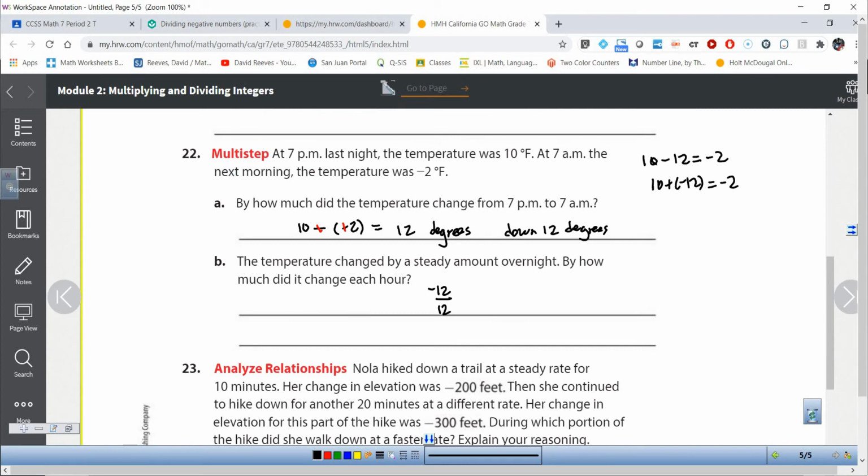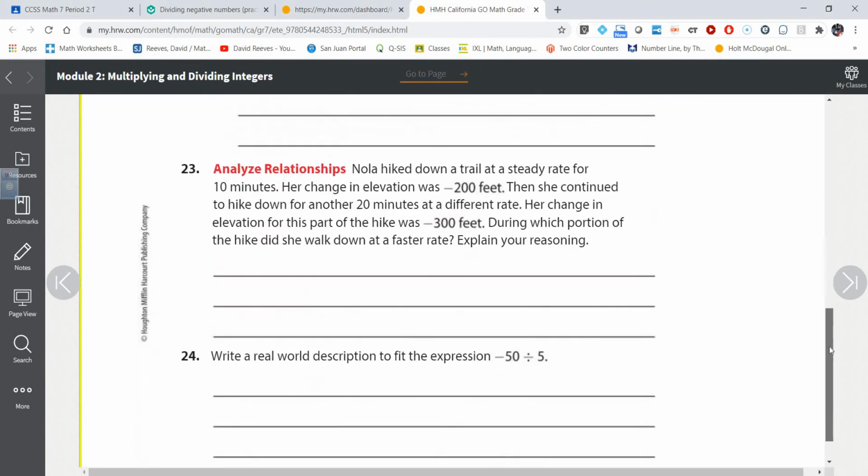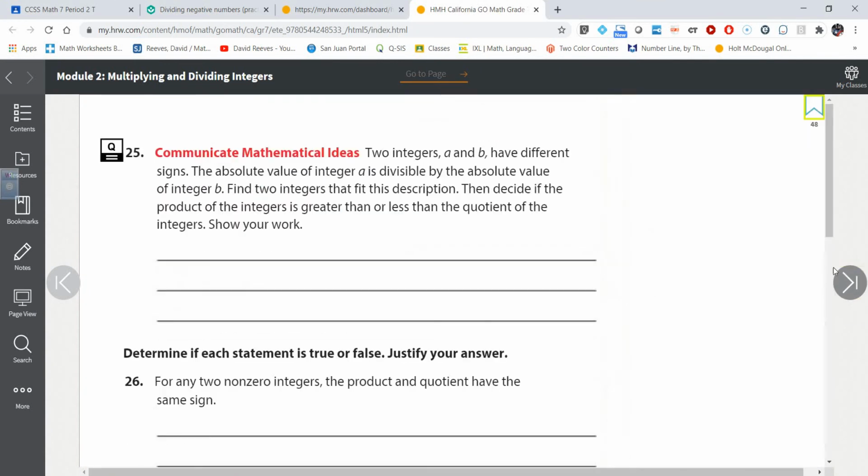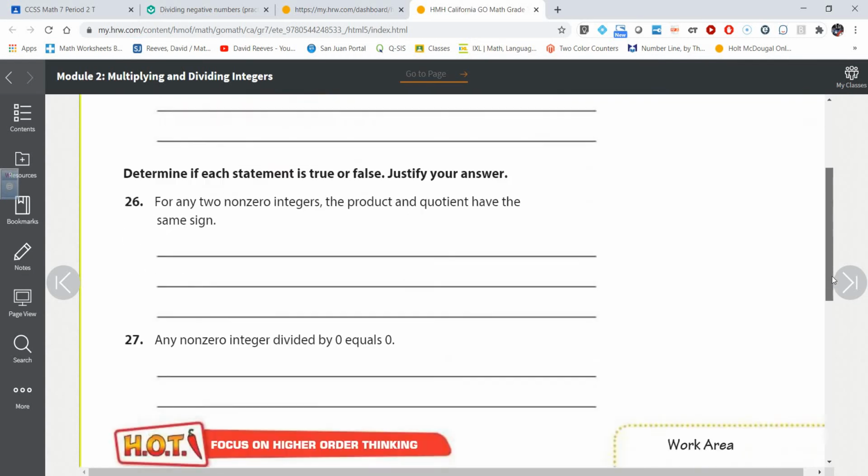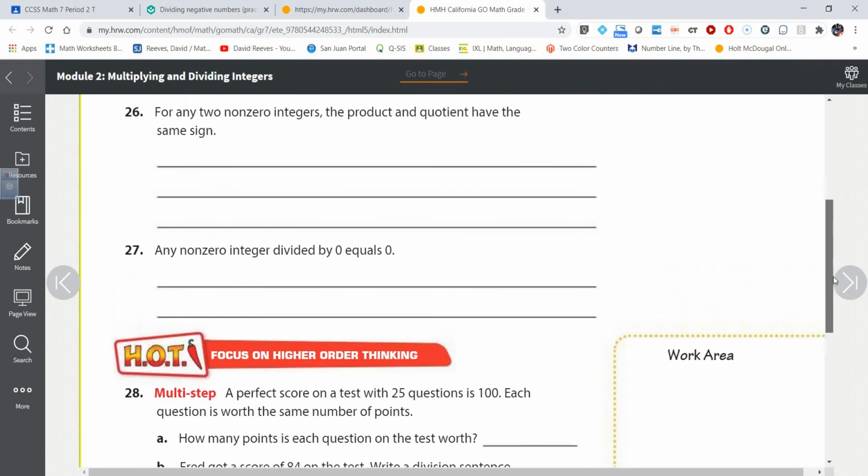7 p.m. to 7 p.m. would be 24 hours. 7 p.m. to 7 a.m. is 12 hours. Oh, they made that too easy, right? -12 divided by 12 is -1. So it went down 1 degree Fahrenheit every hour. Alrighty. Okay. Okay, let's see if we have any more of these we could dive in.